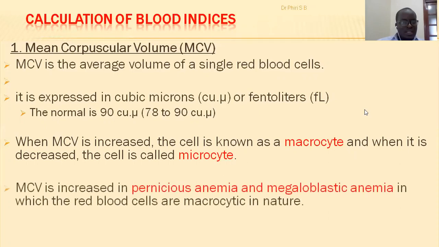Depending on the conditions, MCV is increased in pernicious anemia and megaloblastic anemia, in which the red blood cells are macrocytic in nature. Like I said, tomorrow we'll also be looking at the different types of anemia. Pernicious anemia is a type of anemia in which a patient is lacking vitamin B12. Why? Sometimes it's due to lack of the intrinsic factor.